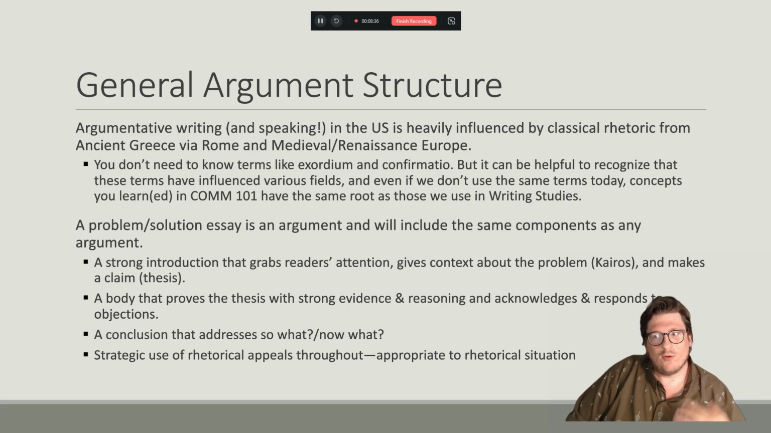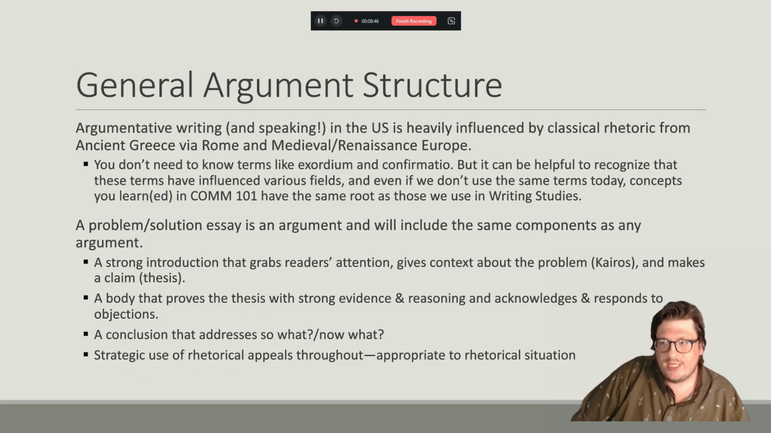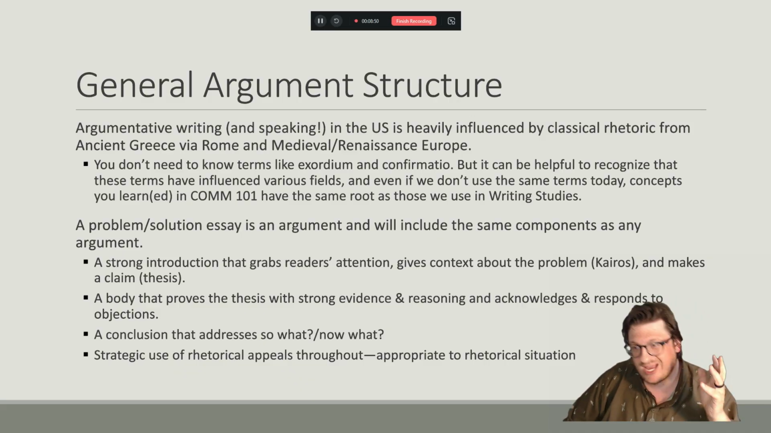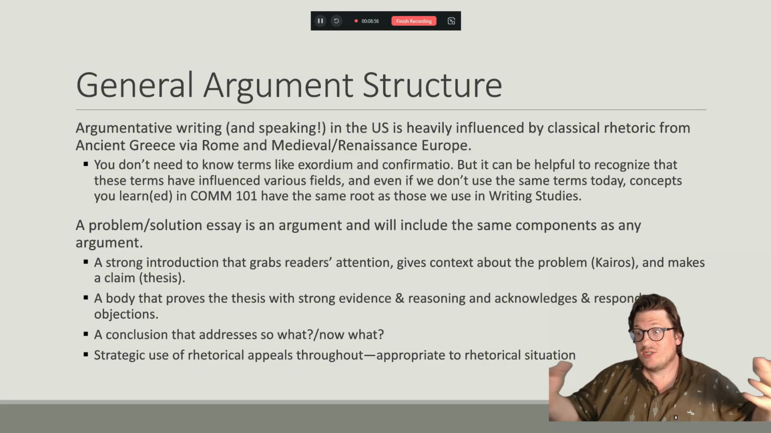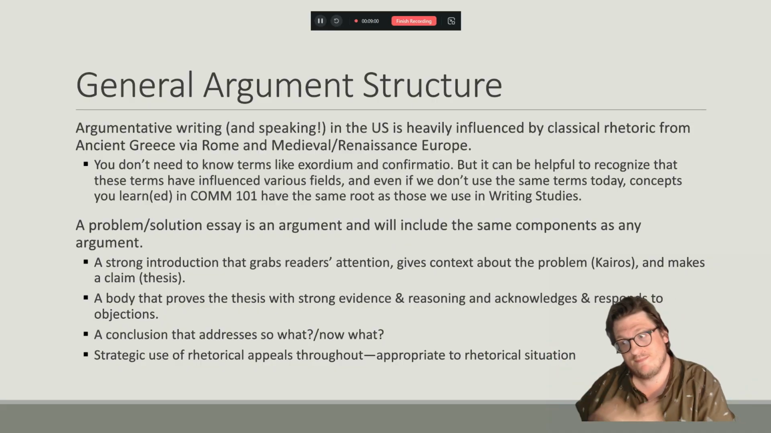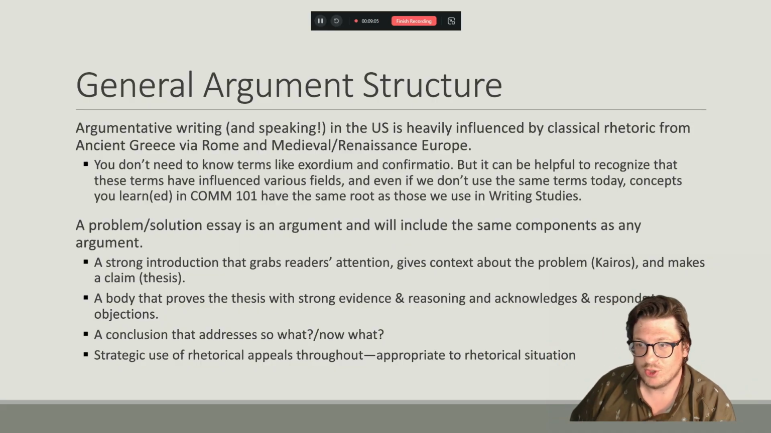Again, the essay that we're going to write is a problem solution essay, which is an argument and will include the same components as any argument, right? You're going to need a strong introduction, one that grabs the reader's attention and gives context to this problem. In rhetoric, they call that kairos. You've got to say, here's the background information you need to know in order to see that the problem I'm going to show you is real, and then propose a solution to it.